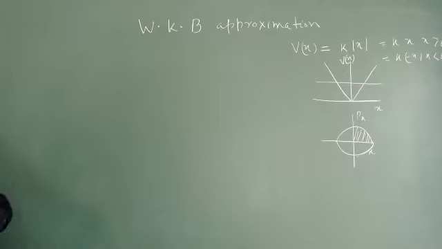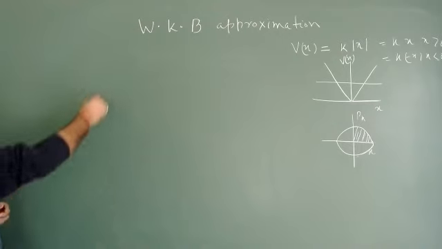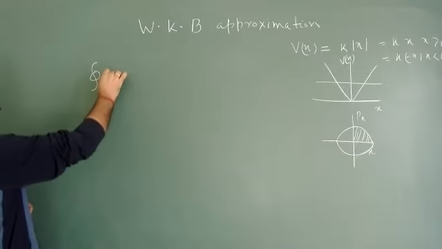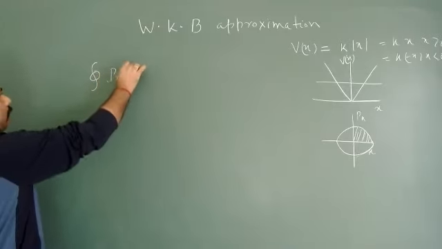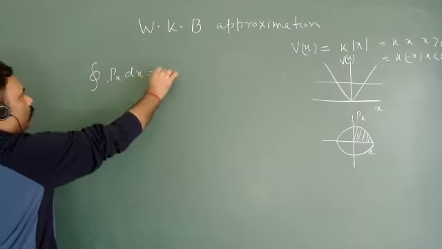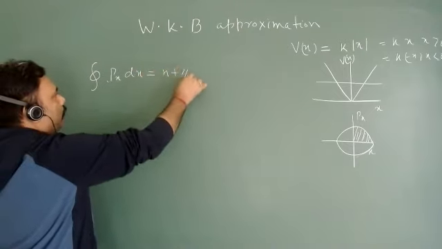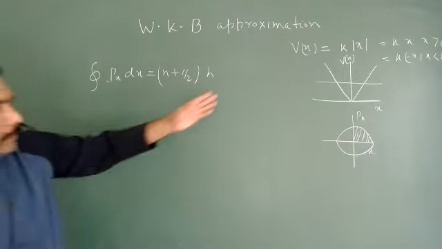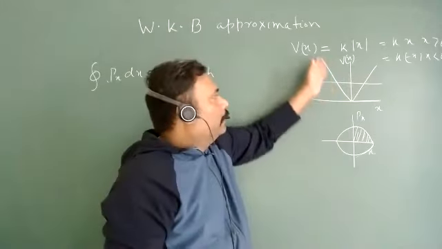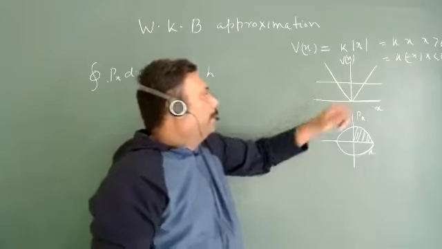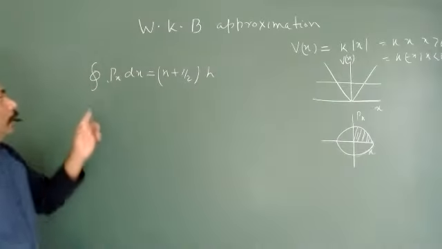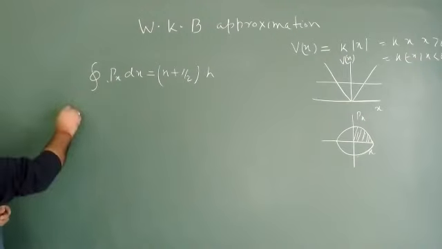So let's try to go for it. We have to calculate this area, and this value is the integral of p dx equal to (n plus 1/2) h, because both are continuous functions and we don't have a rigid boundary anywhere. So we can write the expression of energy.